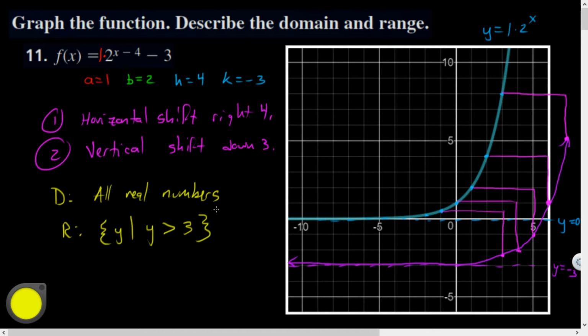Okay, and there we go. That's not bad. So there's my new domain and range. The domain and range for the blue function, domain would have still been all real numbers, and the range would have been everything bigger than 0, so y greater than 0.